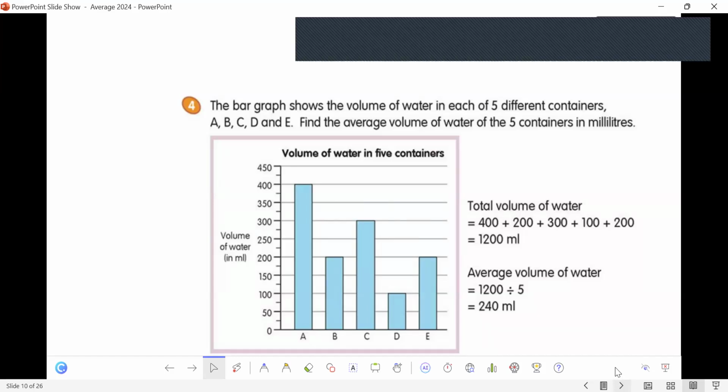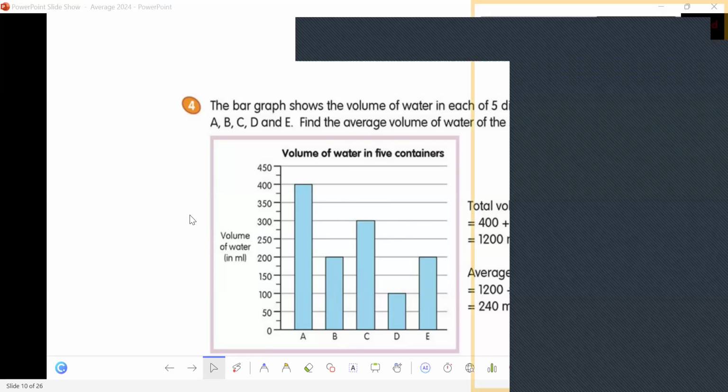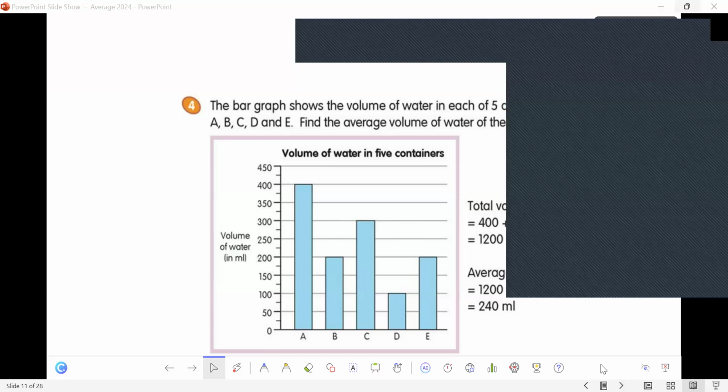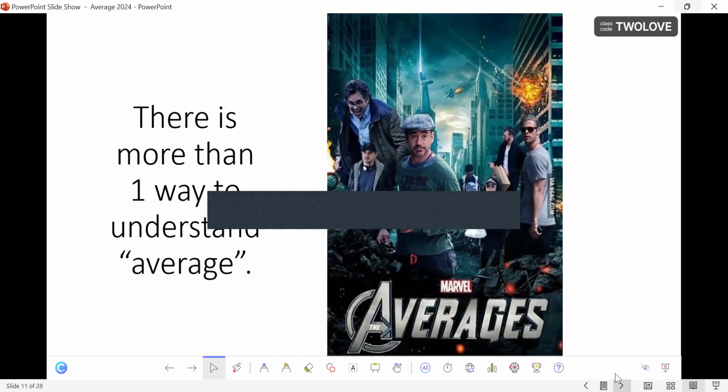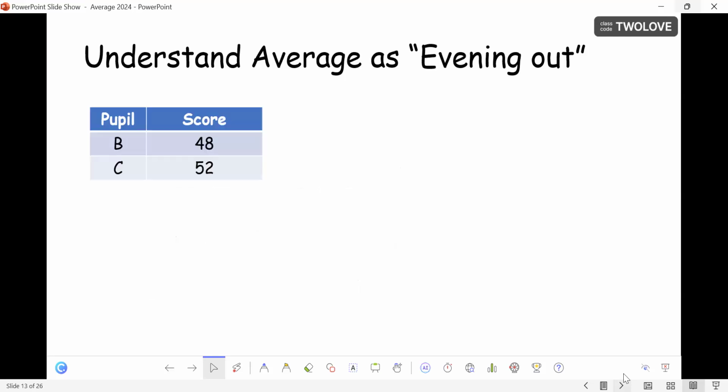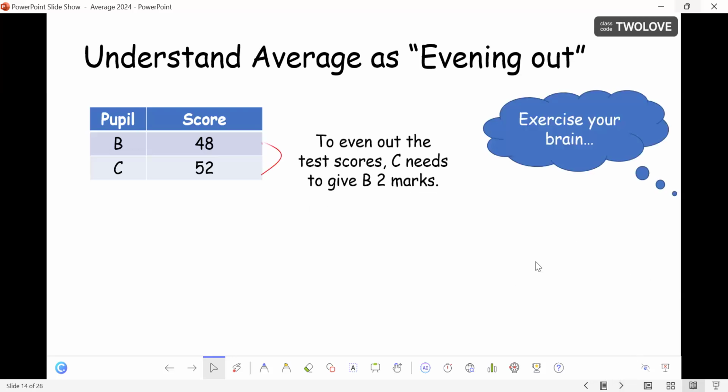Another way to think about average. There's more than one way to understand average, which is the first way we learn, where we discussed how we can give each other, evening out. So like these two people here, people B and C, to even out the two of them, person C just needs to give person B 2 marks. Like how we gave out the points that day, right?